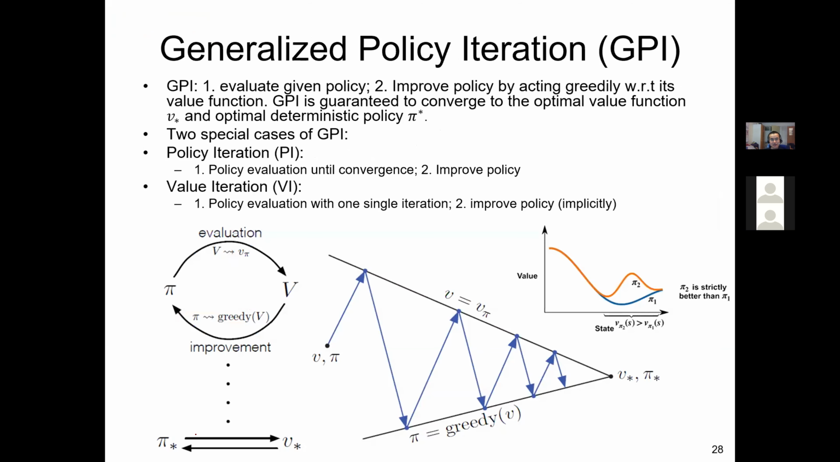So these two are actually special cases of generalized policy iteration. For GPI, the general idea is to perform evaluation for a given policy and improvement of the policy by acting greedily, taking the argmax with regard to its value function. There are theorems that show that GPI is guaranteed to converge to the optimal value function V star and optimal deterministic policy pi star.